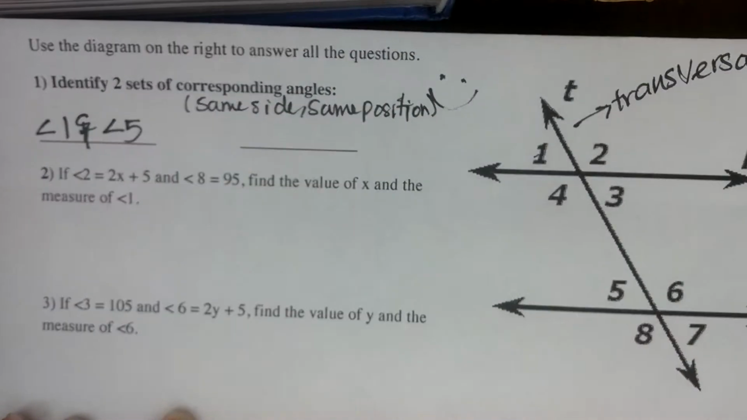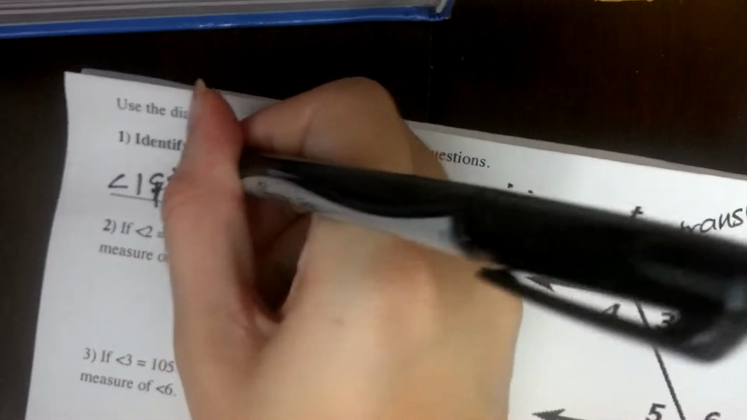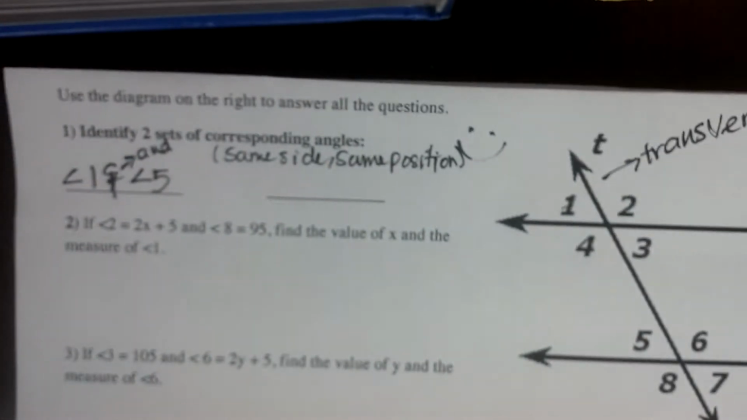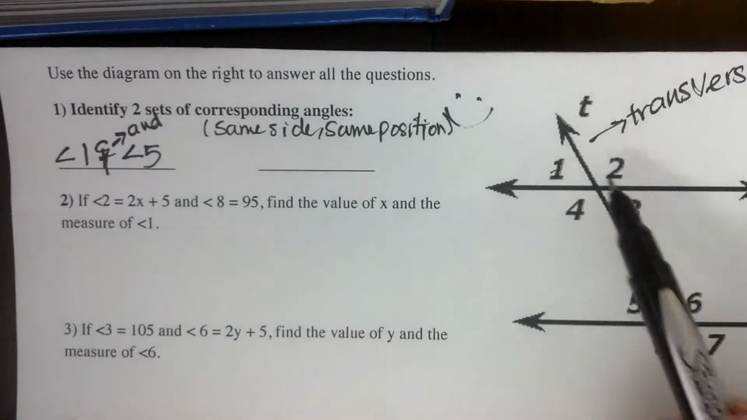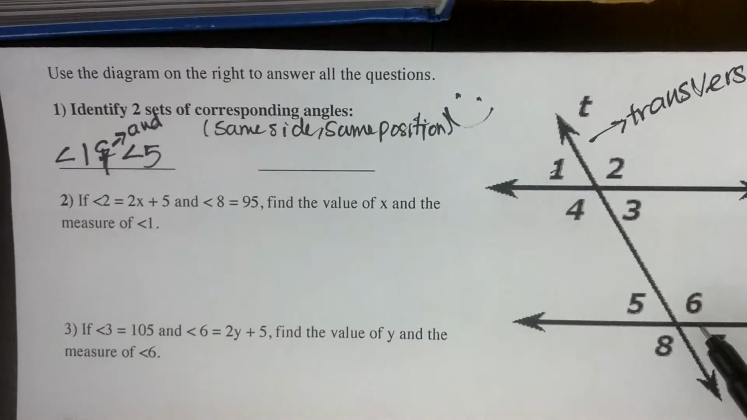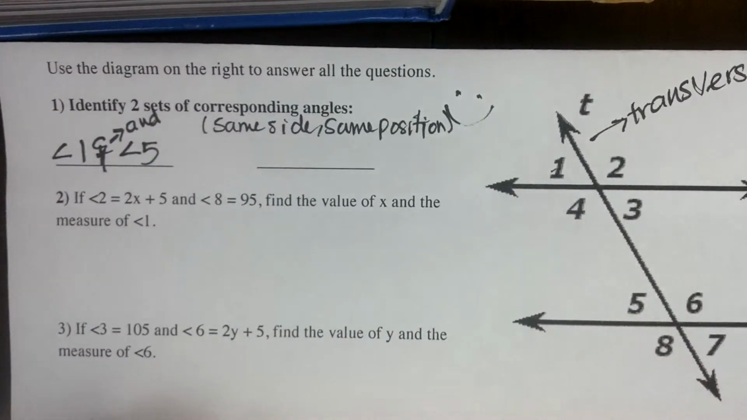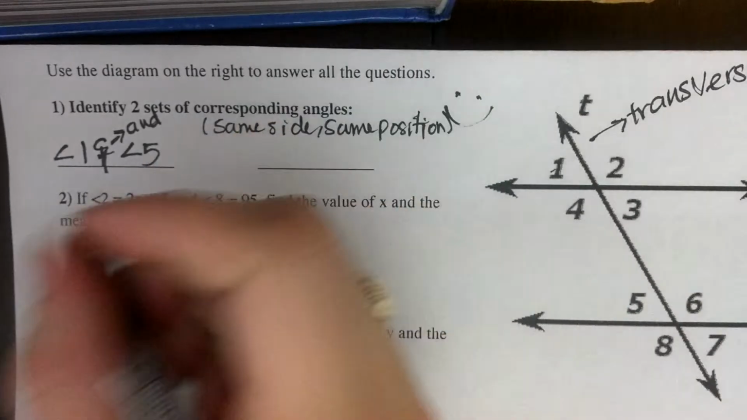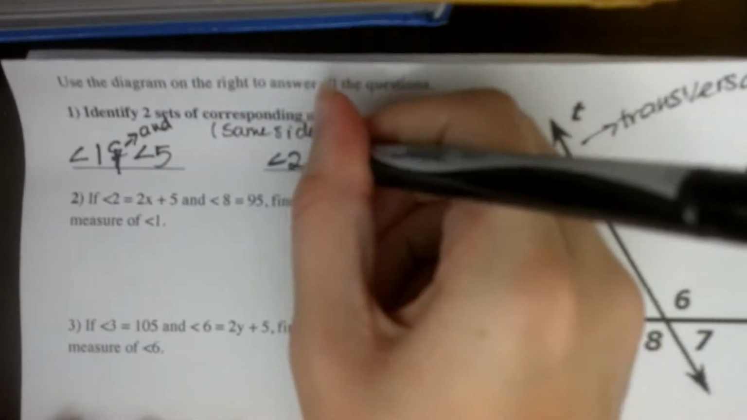are corresponding angles, and this is my very ugly and symbol. So what's another pair of corresponding angles here? Well, if I look at the other side, 2 and 6 are corresponding. They're same side, same position. 3 and 7 are corresponding. 4 and 8 are also corresponding. So I could choose any of those. I'm going to choose angle 2 and angle 7.